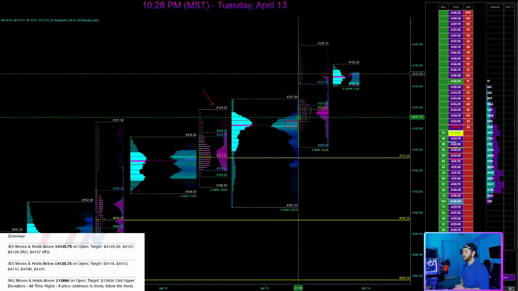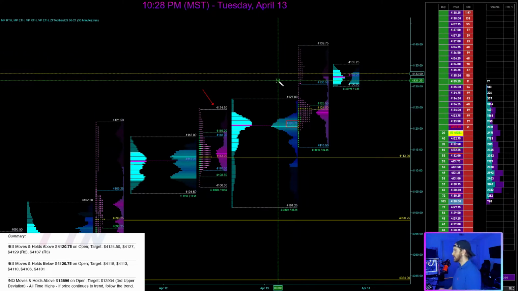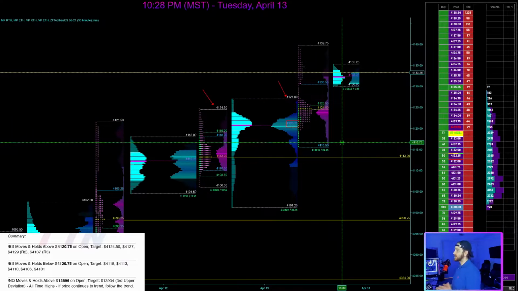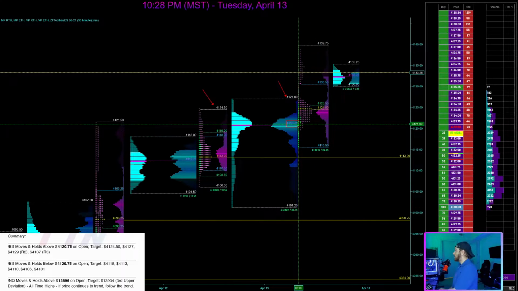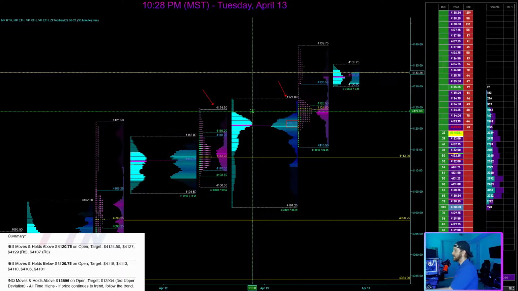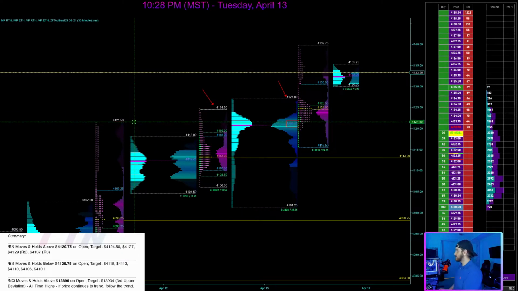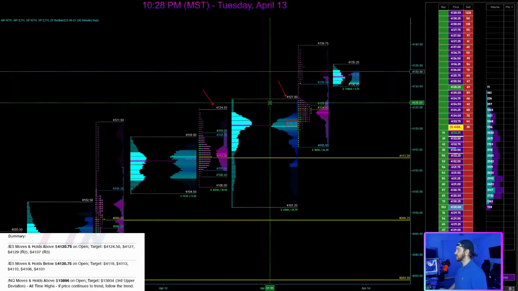Second upside target that was hit was 41.27, which was right above that. That was the overnight high. So you guys can see it's pretty simple. I use the profile levels as targets. Profile levels will often be very important levels of liquidity that essentially act as magnets for price. If price moves and works above the overnight point of control, then it's likely to move up into the next higher profile level, which is of course this, and then this, and this, okay?